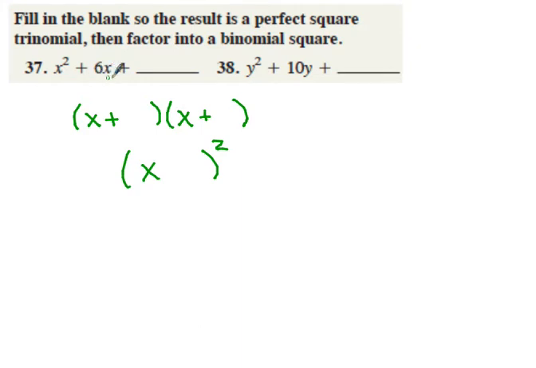So basically, what is half of 6? Well, that's 3. So 3 plus 3 gives me 6, and 3 times 3 gives me 9. So if I add 9 to that trinomial up here, I'll end up with the perfect square binomial of x plus 3.